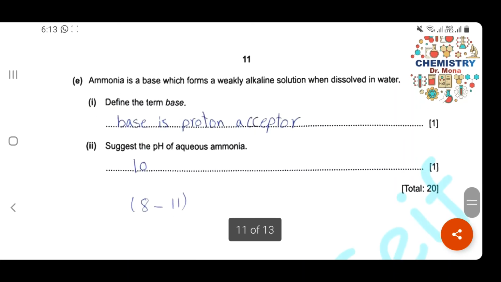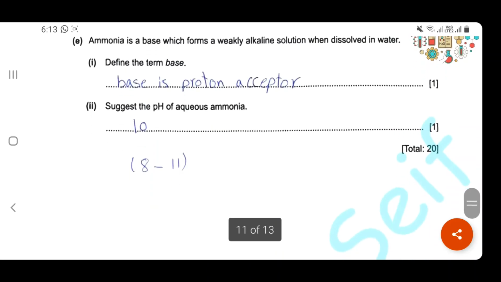Question E. Ammonia is a base which forms a weakly alkaline solution when dissolved in water. Define the term base. A base is a proton acceptor. Suggest the pH of aqueous ammonia. Here you can write any number between 8 and 11. It's good to write an intermediate number like 10 or 9.